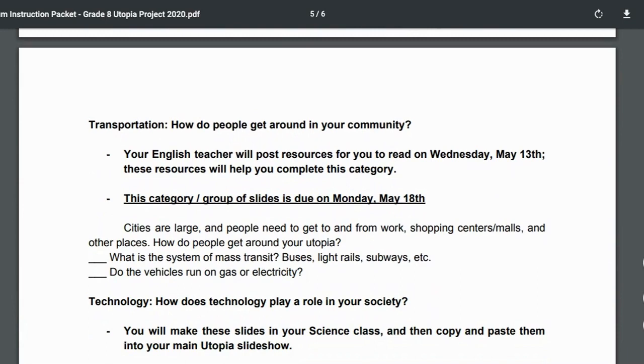Transportation is how people get around. So, do you have free busing? Do you have a train system? What are the ways people get around your community? That's another category that we will provide you with information on.